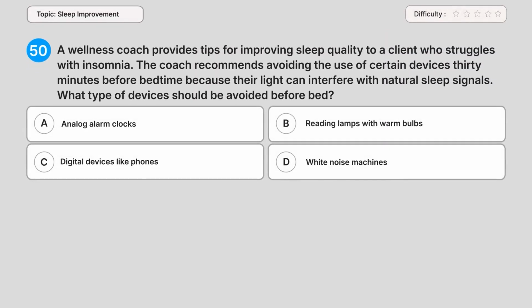50. A wellness coach provides tips for improving sleep quality to a client who struggles with insomnia. The coach recommends avoiding the use of certain devices 30 minutes before bedtime because their light can interfere with natural sleep signals. What type of devices should be avoided before bed? A. Analog alarm clocks, B. Reading lamps with warm bulbs, C. Digital devices like phones, D. White noise machines. Do you know the answer?